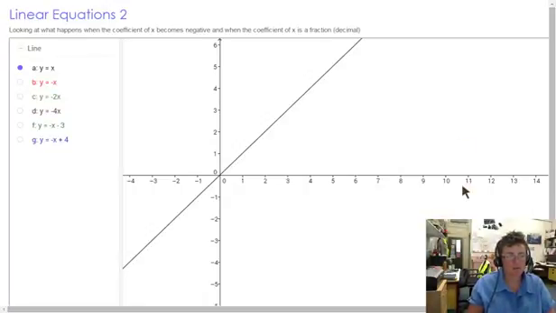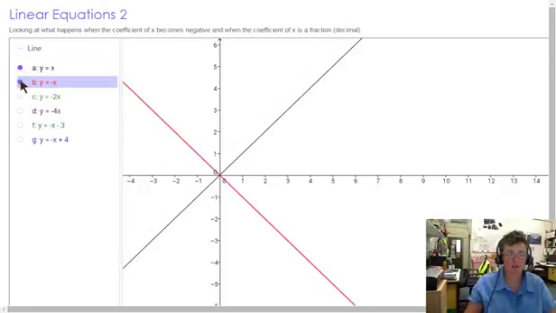In this screencast, we'll be looking at what happens in linear equation 2. So what happens when the coefficient of x becomes negative and when the coefficient of x is a fraction or a decimal. Here you can see our line that we started with before, y equals x. So what happens when y equals x becomes y equals minus x? It goes in the other direction.